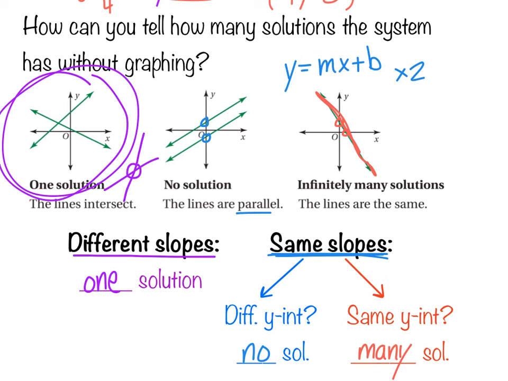So again, if the slopes are different, you'll always have one. It's when they're the same that that red flag goes up, right? And you're like, okay, the x variables are the same. Something's wrong here. So if they have different y-intercepts, then there'll be no solution because they're parallel. And if they have the same y-intercepts, then everything about that line is the same as the other one, and there'll be the exact same line. There'll be many solutions.